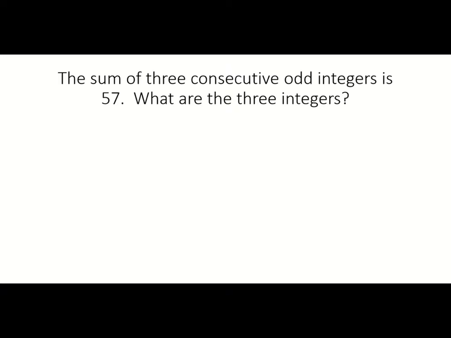I would now like you to try solving this problem. The sum of three consecutive odd integers is 57. What are the three integers? Please pause the video and attempt this on your own. When you have an answer, check it by resuming the video.